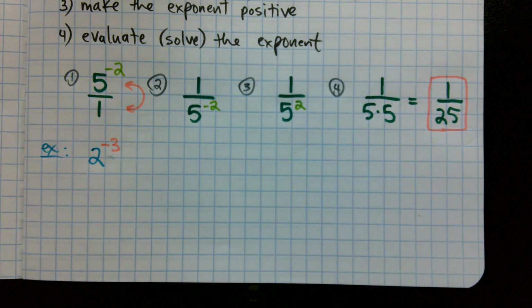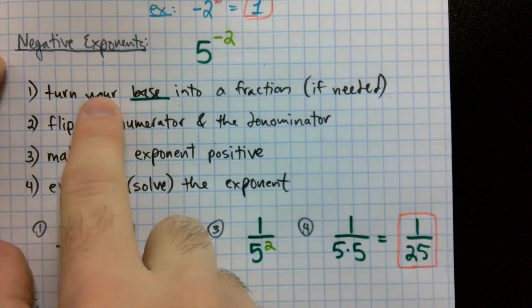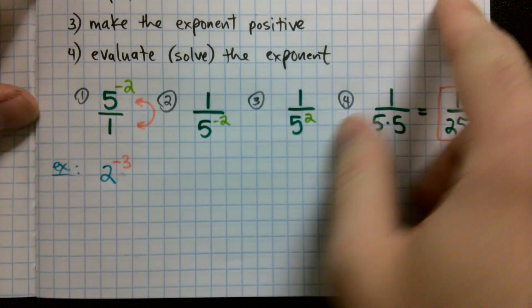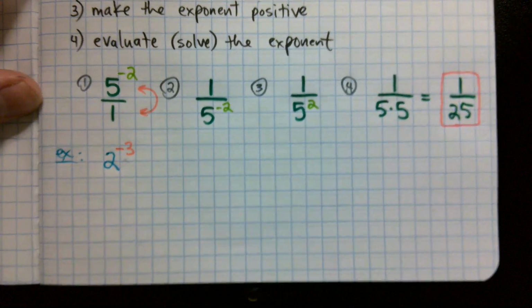Devin, what are we going to do first? Flip the numerator and the denominator. I don't see a numerator and denominator yet. What do we have to do before that? Namanpreet? Put a 1 underneath. Step 1, turn your base into a fraction. There is no fraction here, so that's what we have to do first.